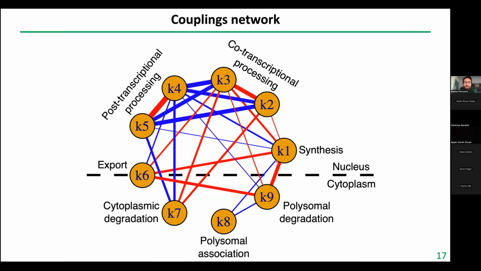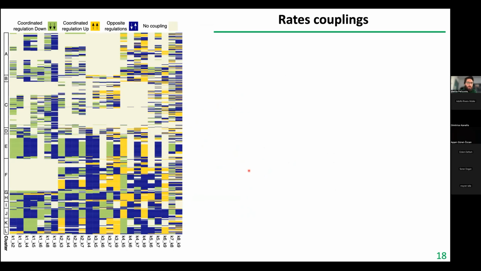but is it true that in order to respond to a stimulus, the cell always exploits all these coupling mechanisms? And to answer this question, we created this heat map. Here you see, again, the genes on the rows. But this time on the columns, you have all the significant edges of the network I've shown you before. So all the significant couplings we detected.